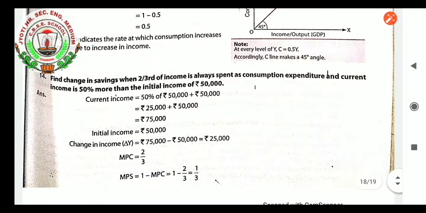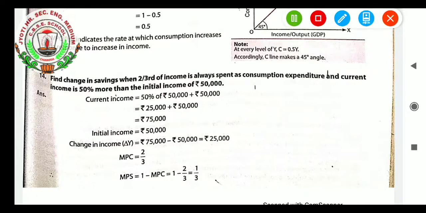Next question: find the change in savings when 2/3 of income is always spent as consumption expenditure and current income is 50% more than the initial income of rupees 50,000. What we have to take: whatever income is earned by the person, 2/3 is spent as consumption expenditure, and current income is 50% more than the initial income of 50,000.